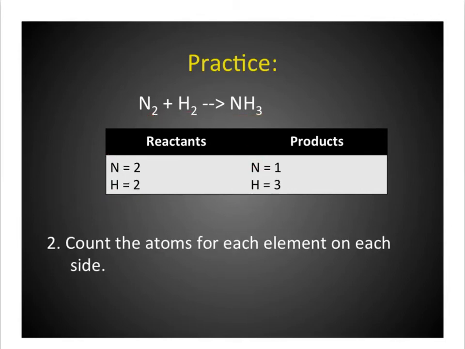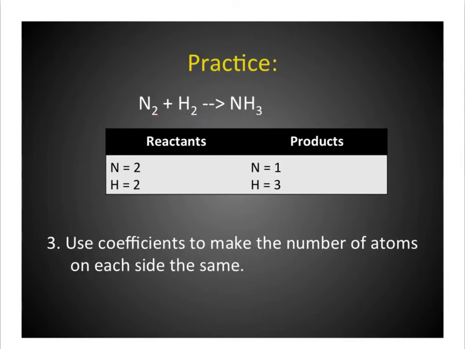The next step is we count the atoms for each element on each side. So that's where this little 2 comes into play. We have 2 nitrogens here, so I write a 2 here. We have 2 hydrogens here, so I write a 2 for hydrogen there. We have no little number here, so that means we only have 1 nitrogen on the product side. And we have 3 hydrogens here, so we write a 3 on this side. So we just look at all of them.